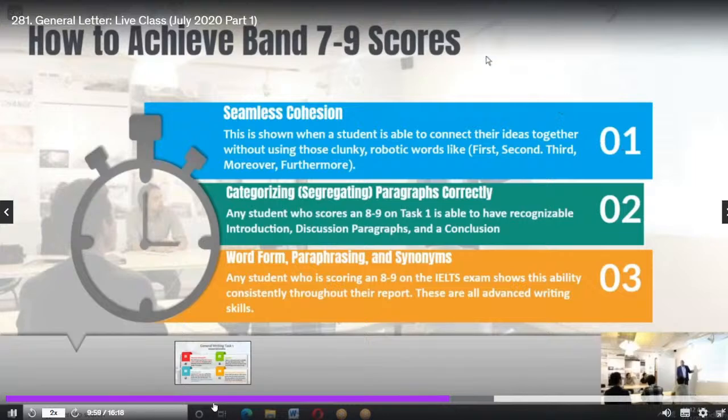Before I keep going, I'm going to mention one more time: please keep your microphone off. If you can't keep your microphone off, I am going to have to put you out of the class, and I don't want to do that because I'm trying to record the class. So if you see me turn off your microphone, that's me doing it. Please keep it off.